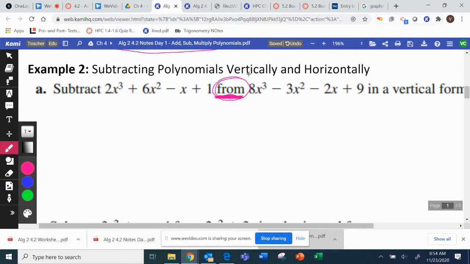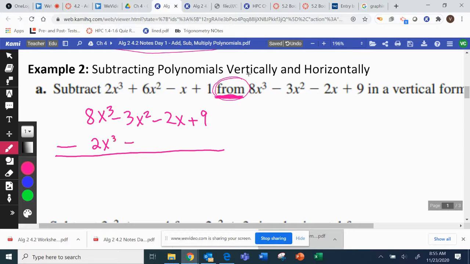Because of that word "from," that means I'm going to start with 8x cubed minus 3x squared minus 2x plus 9, and I'm going to subtract 2x cubed plus 6x squared minus x plus 1. Now, because I am subtracting, I have to subtract every single term.